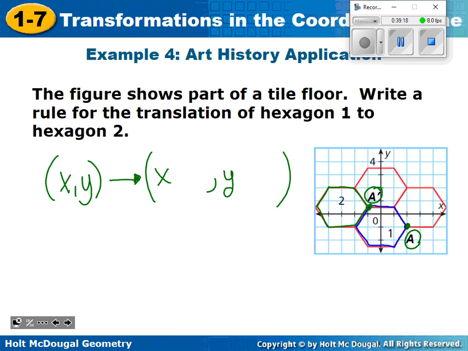So what are we going to do to get from A to A prime? X minus 3. Okay, so we're going to go left 3. Does everybody agree? So X minus 3, comma, Y plus 1. Very good. So we're going to go up 1.5. Notice that's not on a corner point. So we're going to estimate that that's at about 1/2, and we're going to do Y plus 1.5. Any questions on the rule?